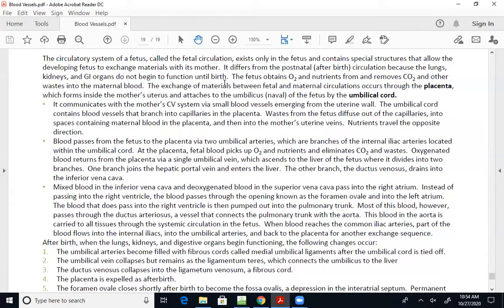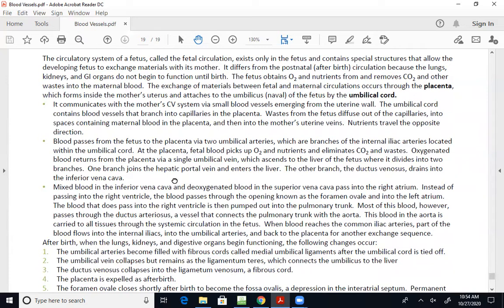While we're in the womb, the fetus obtains O2 and nutrients from, and removes CO2 and other waste into, maternal blood, and then mom is the one that exhales out the CO2 and pees out the waste. This is done between the placenta, which forms inside the mom's uterus, and is attached to the umbilicus or navel of the fetus by what we call the umbilical cord.